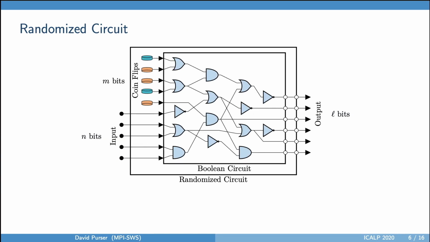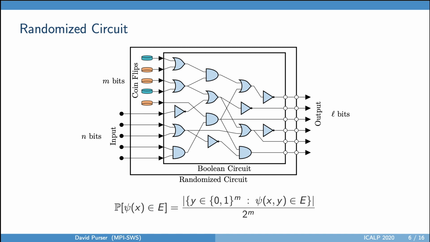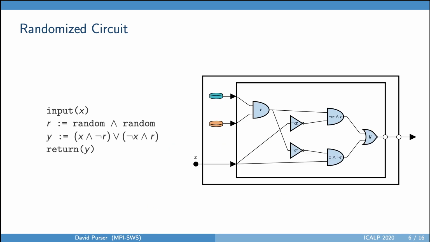Finally, we note that programs in this class can be converted into a randomized circuit. A randomized circuit is simply a Boolean circuit where a certain set of the input is decided using coin flips. This generates a probability distribution. The probability of a particular output on a given input is simply the number of allocations to the random bits which lead to this outcome divided by the total number of possible allocations to the random bits, which is 2 to the m. There is an equivalence between randomized circuits and probabilistic loop-free programs.